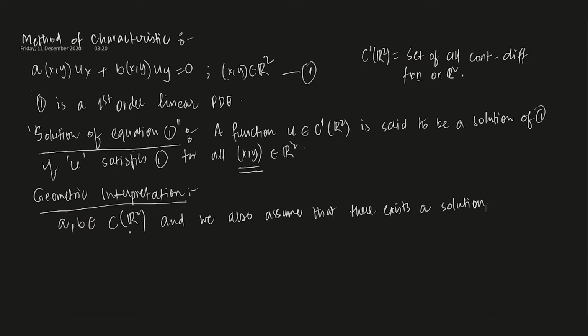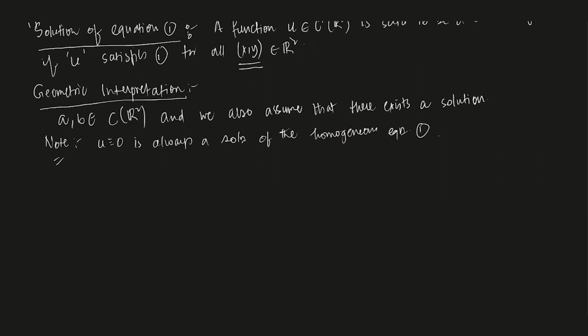Obviously, a priori, without doing anything, we can see that u equals 0 is always a solution of this equation. This is a homogeneous equation, so u equals 0 is always a solution. This is a small note before doing anything: the trivial solution is always a solution of the homogeneous equation 1. But we are not interested in it; we will only be interested in non-trivial solutions, because trivial solutions are not very important. So let's look at the geometric interpretation.